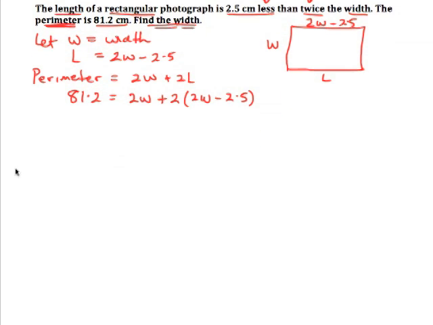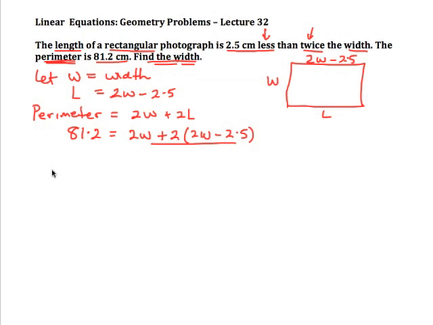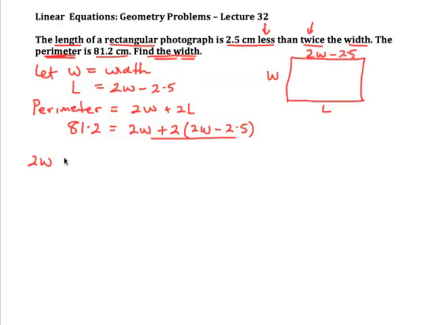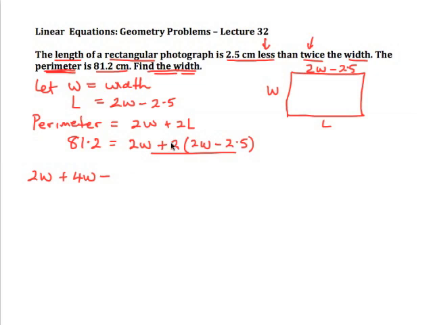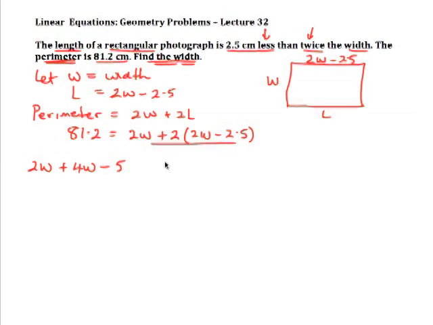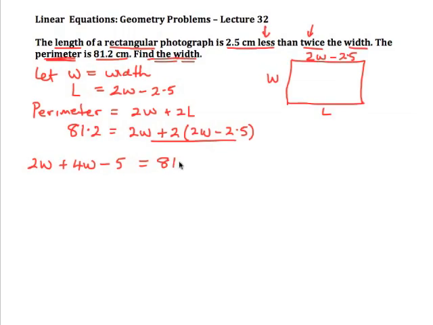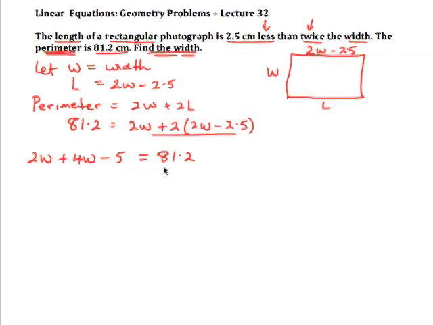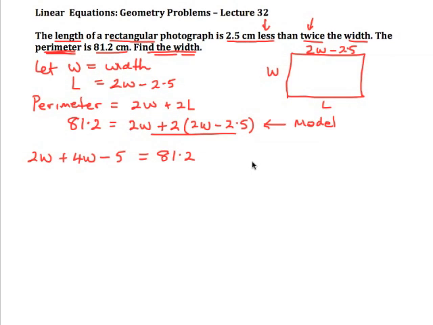Alright, so we know that the perimeter here is in fact 81.2. So that's what the perimeter is. Let's spin this around a little bit and distribute the 2 across. So what I have is 2W plus 4W minus 5 is going to be equal to 81.2. So notice that we now have an equation. This is our model really, which is given by the equation.